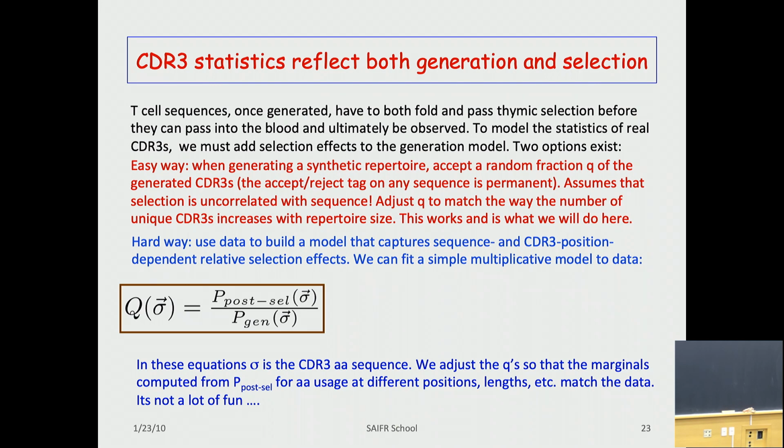Okay, two options exist. Okay, there's an easy way and there's a hard way. Let me just briefly summarize the hard way. The hard way is, presumably there's some sequence dependence of the selection process. So you really have no choice, just as we had no choice in trying to figure out what was the primitive generation process, we had to have some model.